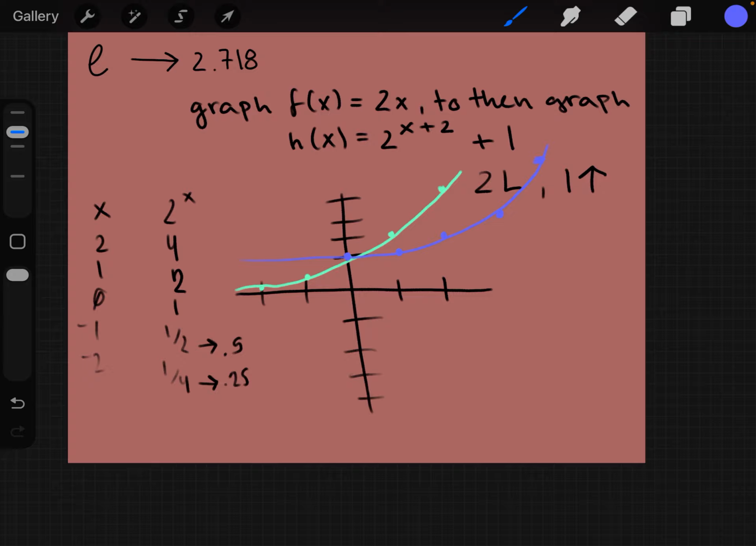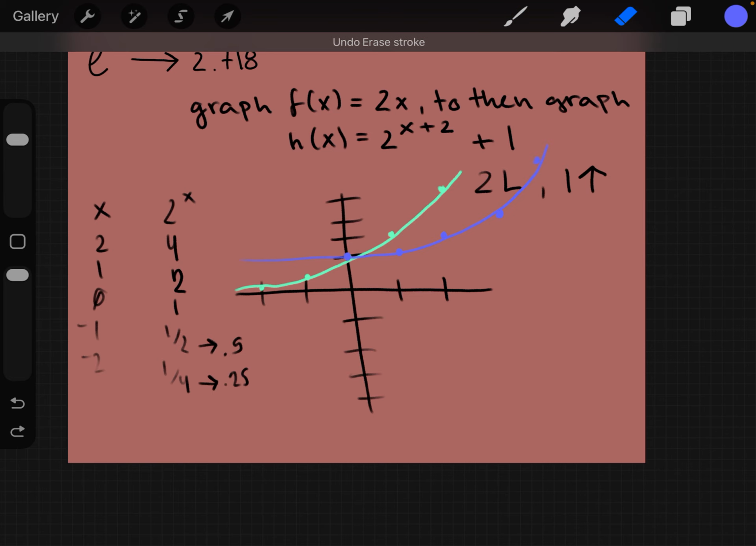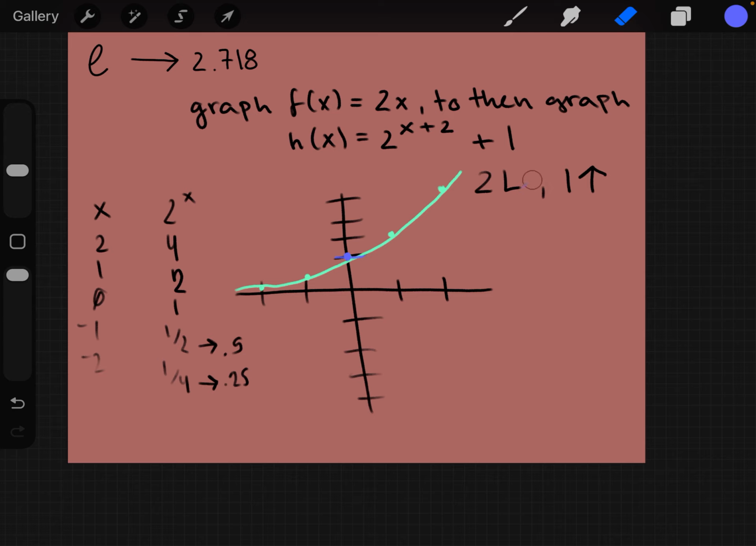You don't have to do all this for this one. You literally just take the points that you have and move them 2 to the left and 1 up. And I moved them 2 to the right, didn't I? Yeah, I did. That's the thing about not being a computer. You get right and left mixed up when you're tired.